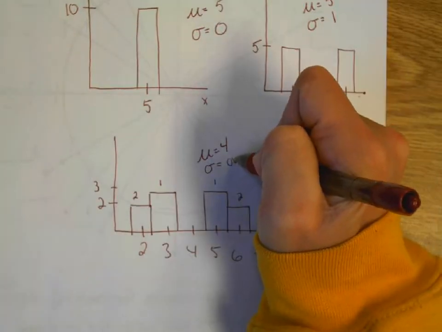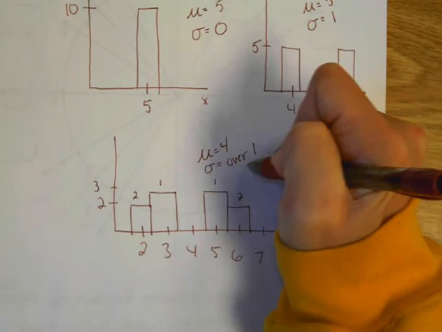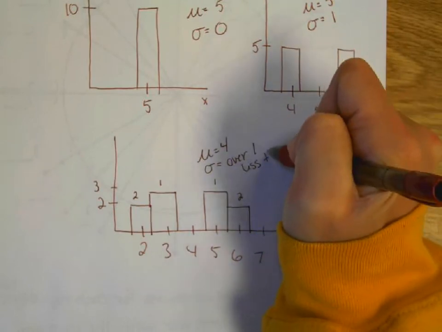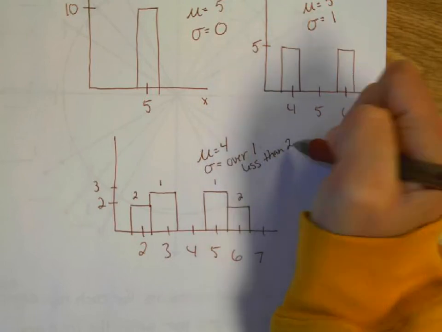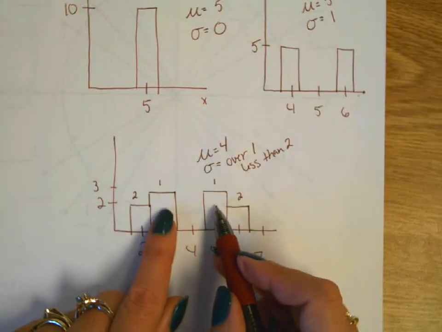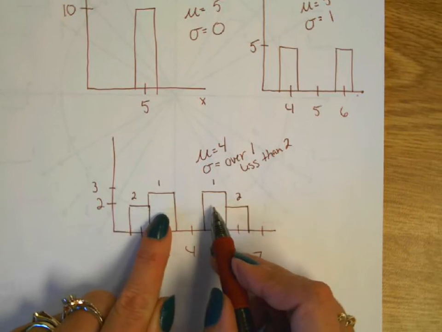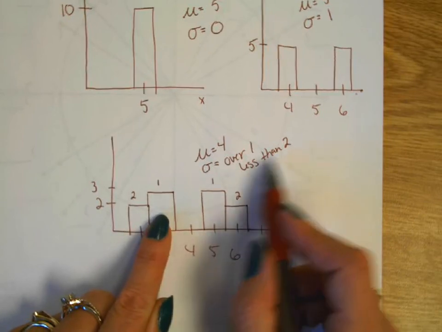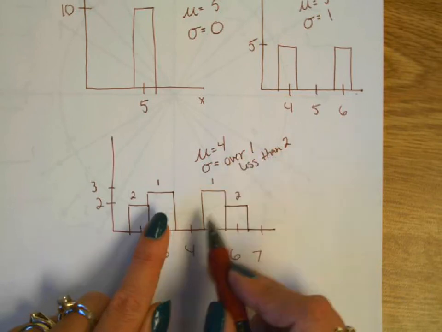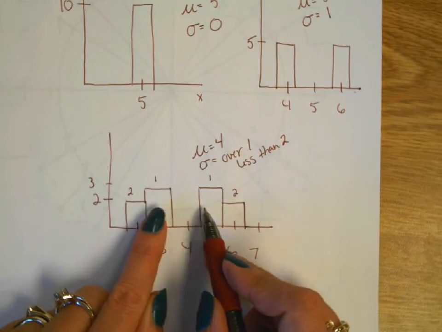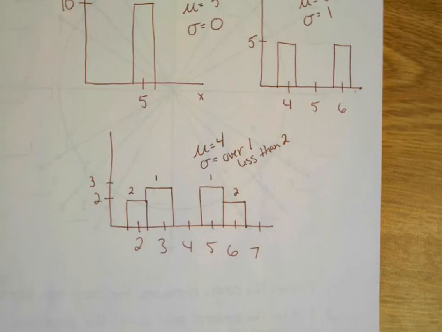So over 1, less than 2. And because I've got more 1 aways than I do 2 aways, it's going to be closer to the 1 than it is the 2. So really you could tell me it's going to be under 1.5. But this is fine for you. Just give me a rough estimate of what standard deviation is. It's the average distance away.